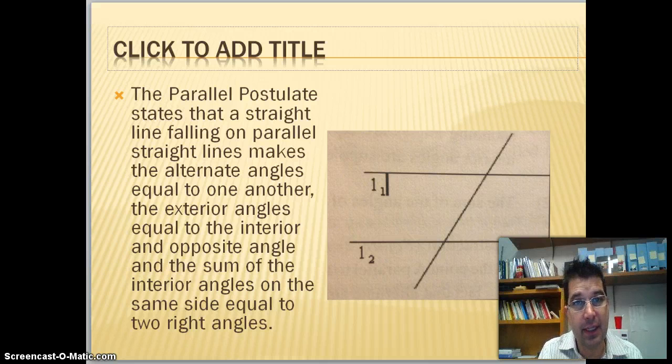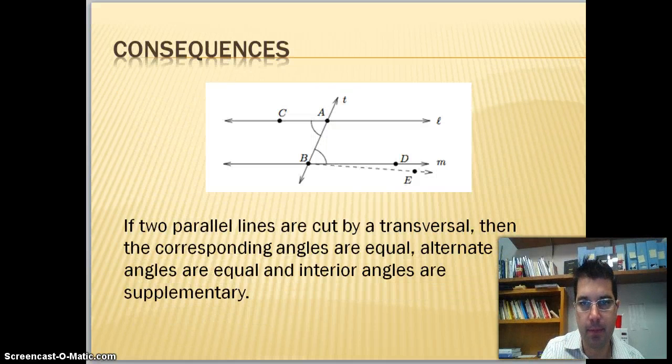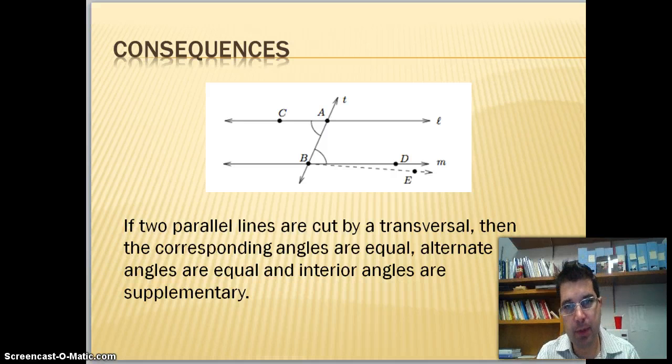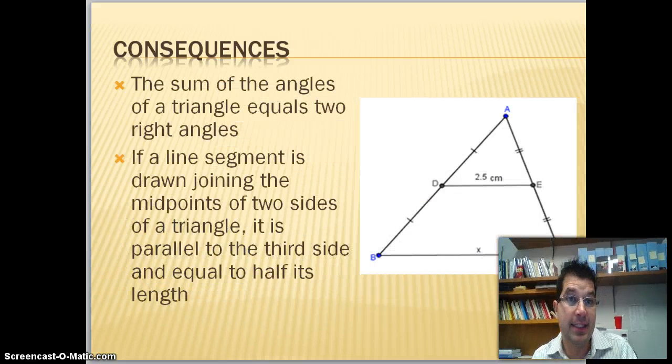The parallel postulate says that if a line falling on two parallel lines make the alternate angles equal to one another, then the exterior angles will also be equal, then this line will be parallel. And there are several consequences. If two parallel lines are cut by a transversal, then the corresponding angles are equal. The sum of angles on a triangle equals two right angles. If a line joins the midpoint, it's parallel to the other side. There's a lot of consequences, and what's interesting is that these are consequences of the fifth postulate.